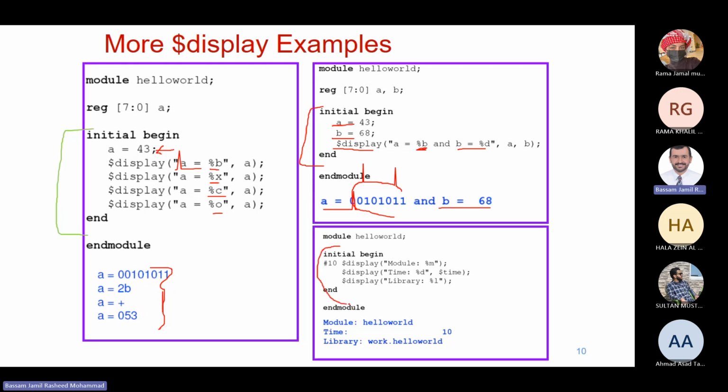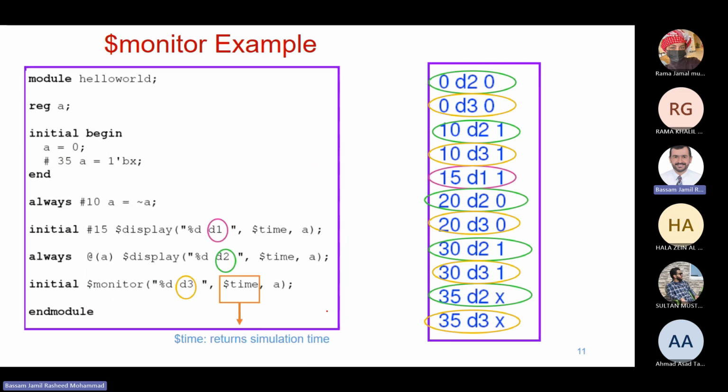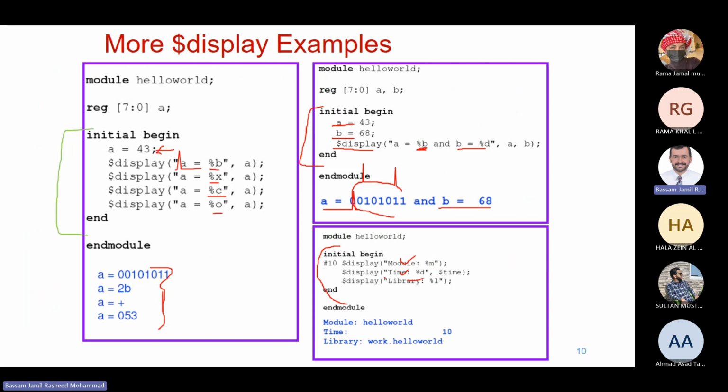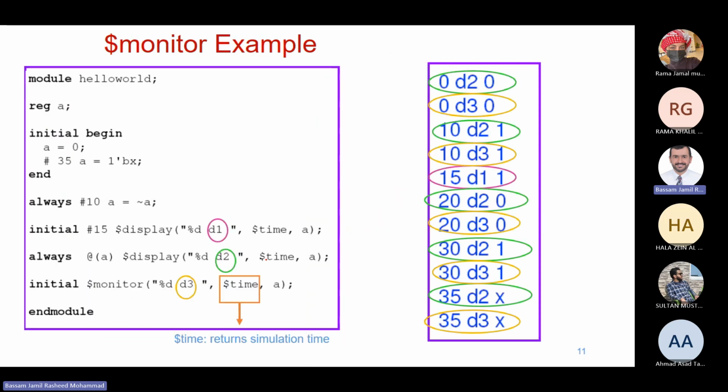You can also display with the display statement things like the module name, the time, the library. Get fancy stuff, and you can get these from the manual of the Verilog. So percentage sign M means module, percentage sign D means day, etc. So you can print fancy stuff in the output of the Verilog.